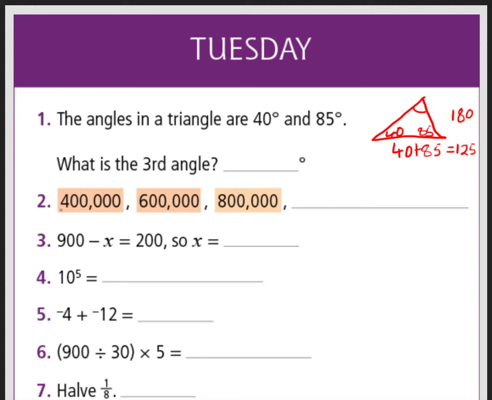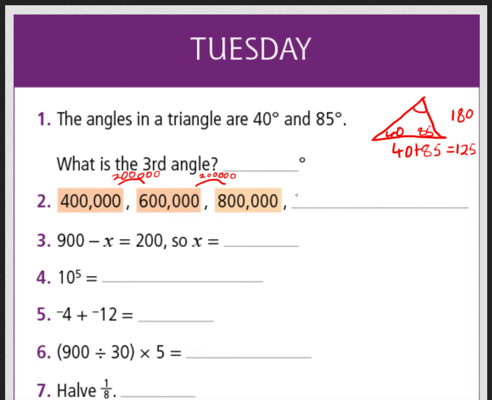Number 2, we've got numbers going up here from 400,000 to 600,000. That's a jump of 200,000. From 600,000 to 800,000, that's another jump of 200,000. Now, if we jump up another 200,000, we're going to get to 1 million. And 1 million is a 1 followed by 6 zeros.